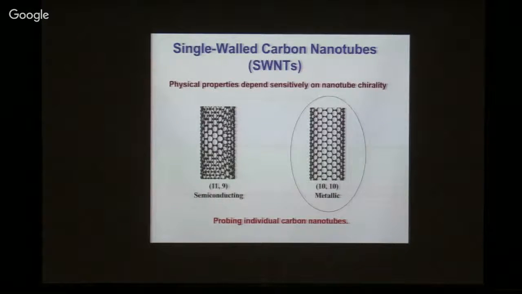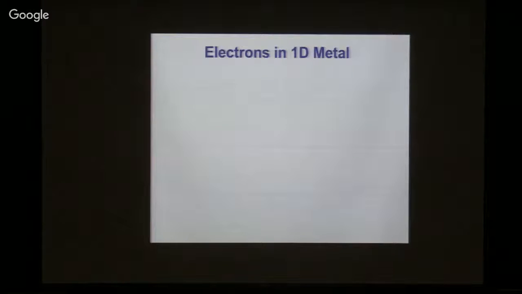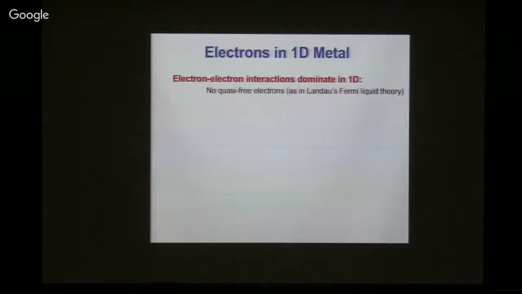So the electrons living in a 1D metal turn out to be very different from the electrons in 2D or 3D. If you think about a regular metal, although the electrons can have a Coulomb interaction, we can approximate the whole system as quasi-free electrons, and everything can be described by Landau's Fermi liquid theory. You can think of electrons as largely uncoupled with each other. However, when you have electrons in 1 dimension, the electron-electron interaction becomes extremely important.